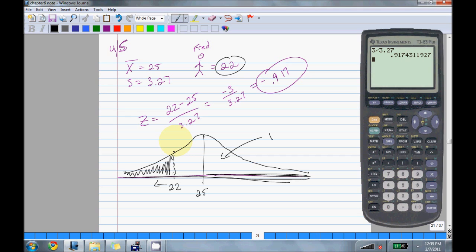So why can we have a table? Because we converted everything into these z-scores, right? And what do z-scores follow? What distribution? Somebody tell me. What type of distribution? Normal, okay, but it's something normal distribution. Standard normal.